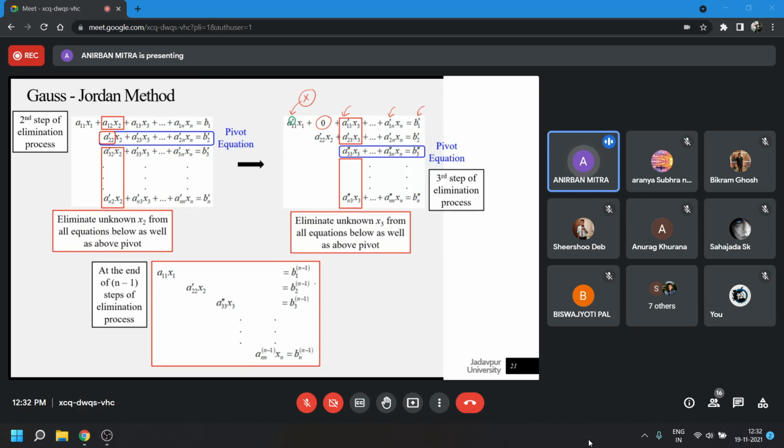So you can see that in this diagonal form, each equation has only one unknown. The first equation has x1, the second equation has x2, this is x3, and this is xn. So it's quite simple. Xn would be equal to bn divided by ann. X1 would be equal to b1 divided by a11. So directly you can solve for these unknowns.